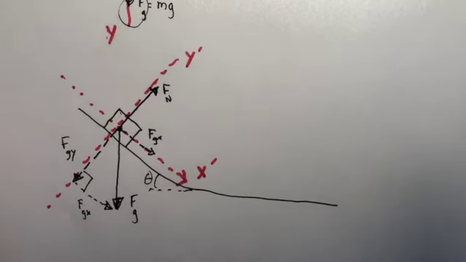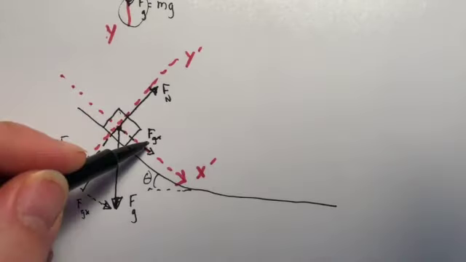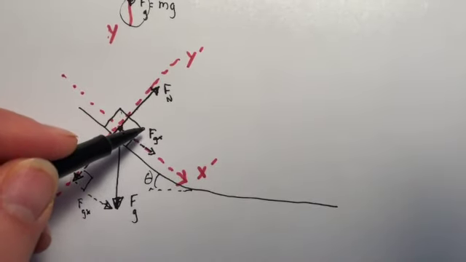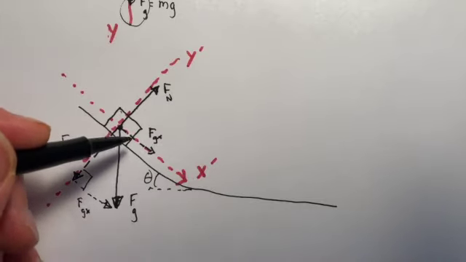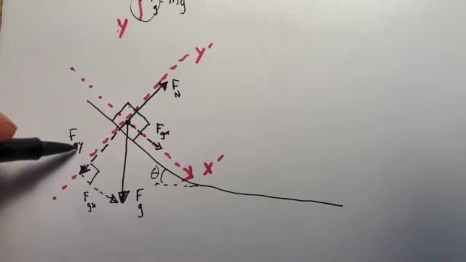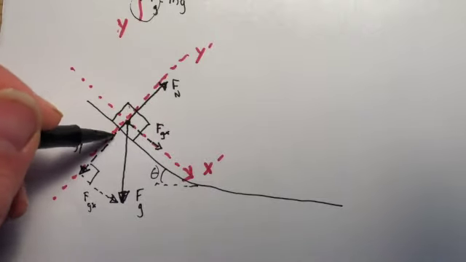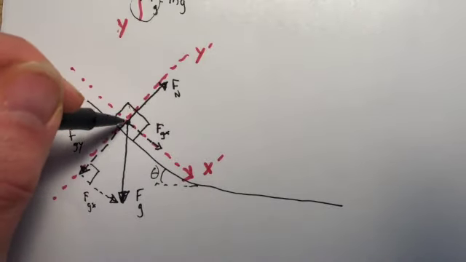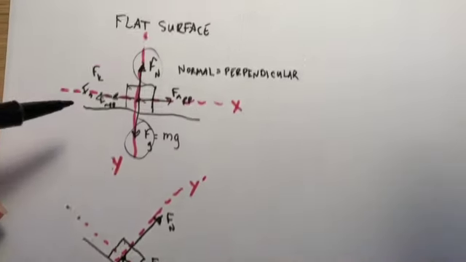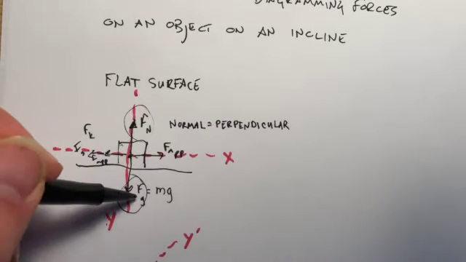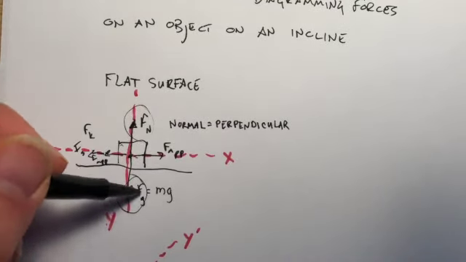So let's just talk a little bit about what these two components do. What does fgx do? Well, that's the force that's going to make an object try to slide down a hill. Fgy is the force that's pushing the object into the hill, which has to be counteracted by the normal force. Just like normal force and regular Fg counteracted each other. Here, the normal force is only related to the y component of the gravity, right?